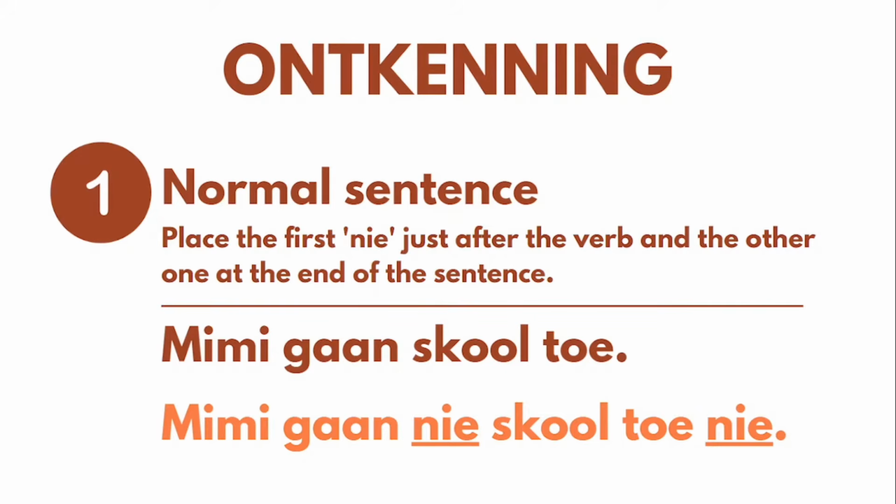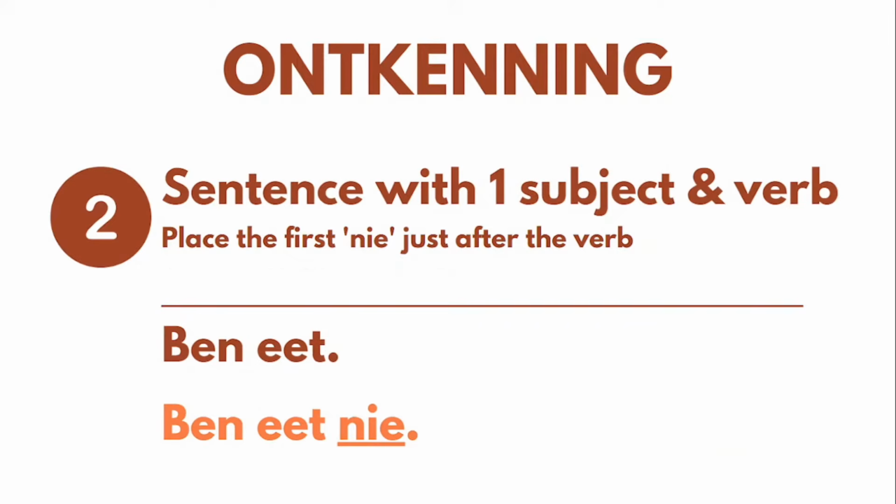Another one we can try is "Ben is moeg." In this case, is is the verb. So you're going to say "Ben is nie moeg nie." Each time you need to always be aware of where the verb is at. Let's look at the second one.